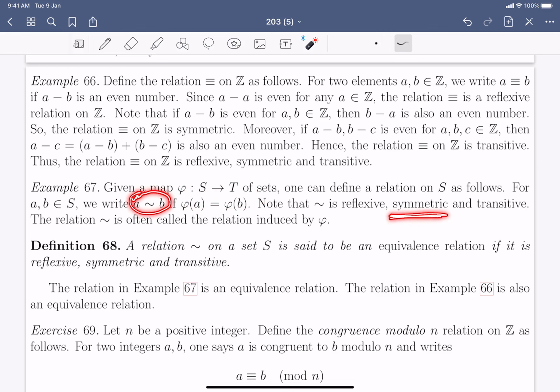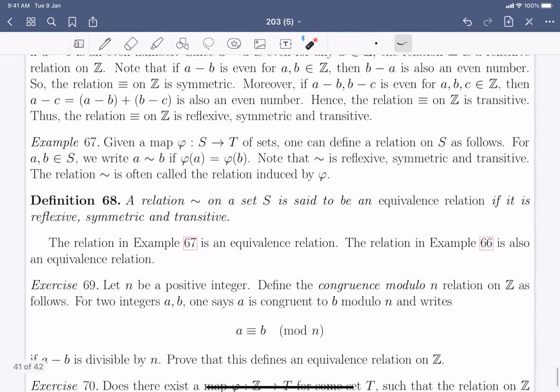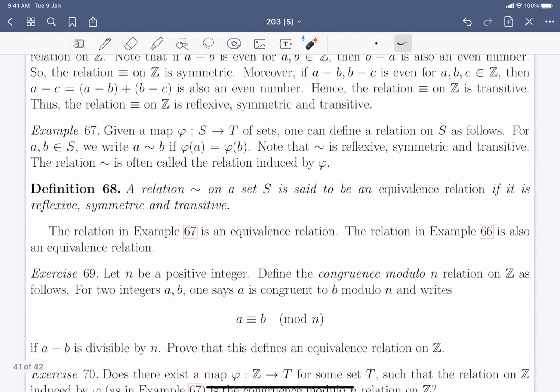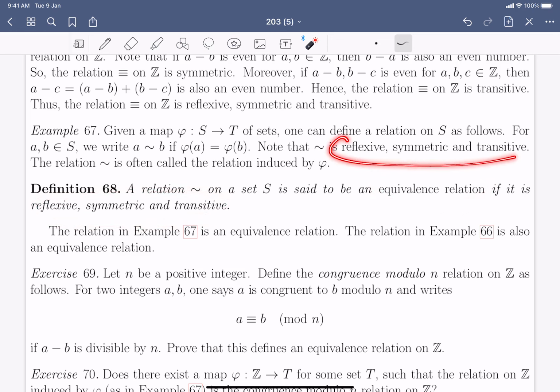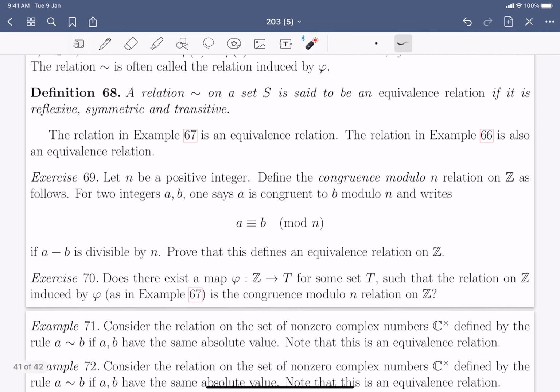That's why this is symmetric, and the transitivity can also be checked with very minimal effort. So, in other words, this tilde is an equivalence relation because it has all three properties. It's your task to verify that all these three properties are satisfied by this equivalence relation tilde that you have just defined. One says that this is the relation induced by this map phi.